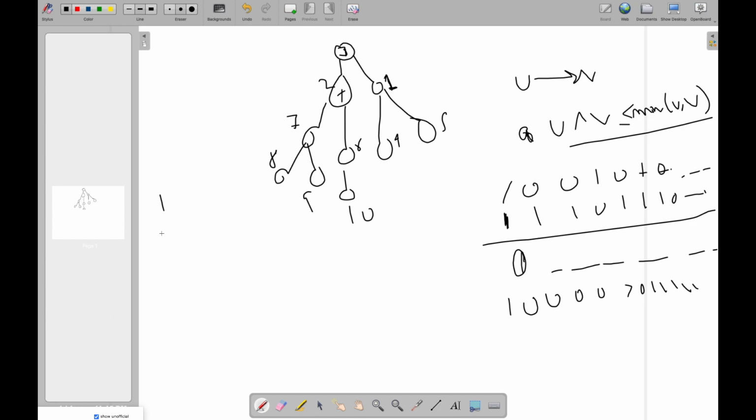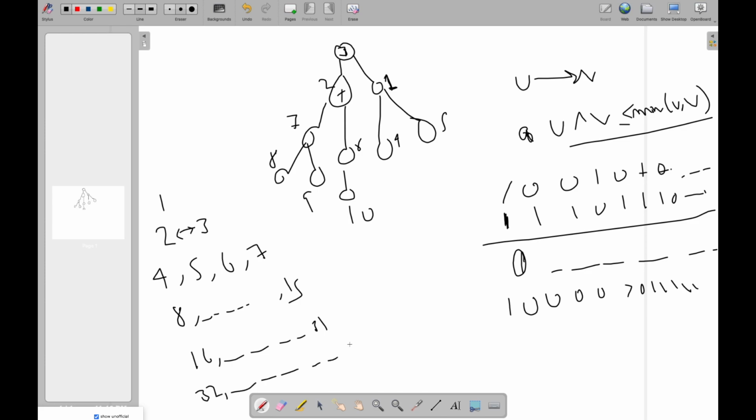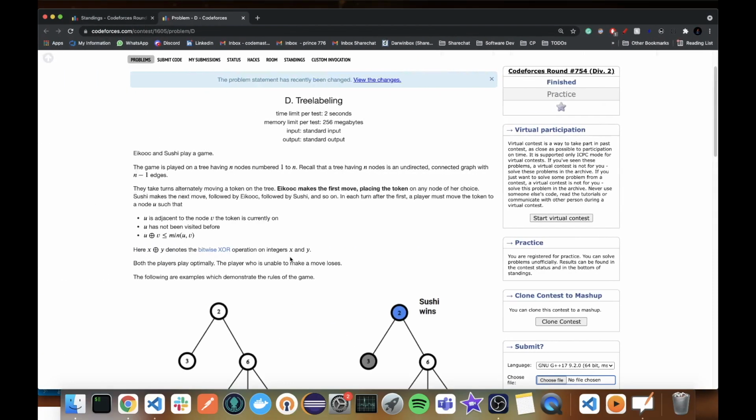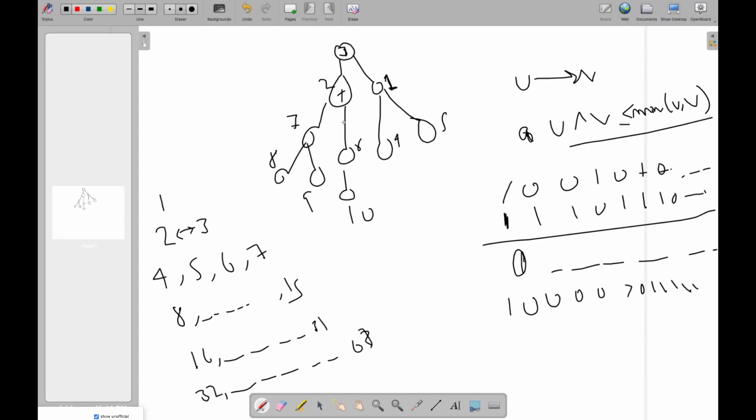So from 1 we cannot go anywhere, from 2 we can go to 3, or 3 from 2. We can move among 4, 5, 6, 7. We can move among 8 to 15, among 16 to 31, 32 to 63. So that's the trend. And now what we are asked is we want to rearrange the numbers.